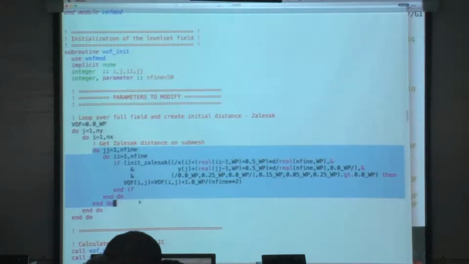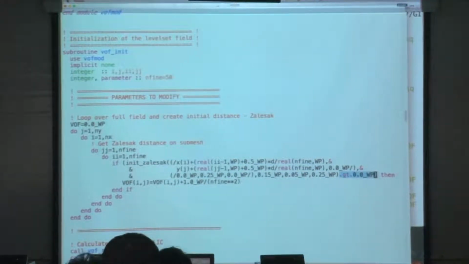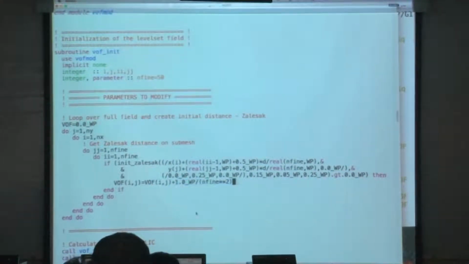So even just defining the initial volume fraction, that's an involved step. So that's what I do here. I loop from 1 to 50 in i and j. On the fly I create this tiny mesh, and I use this to call my init Zalizak, the function that we had written before that returns simply at that location the value of the distance to the exact Zalizak function. And if it is larger than 0, then I add the volume, or the area, of my tiny cell. Okay?